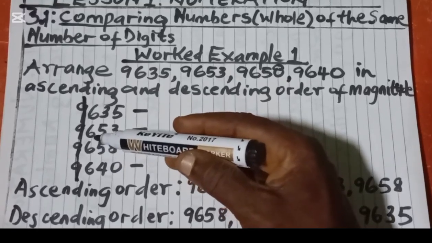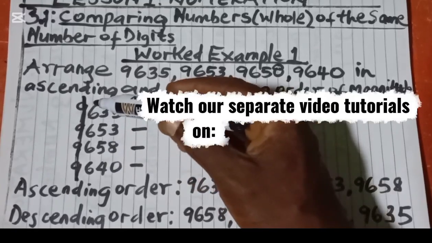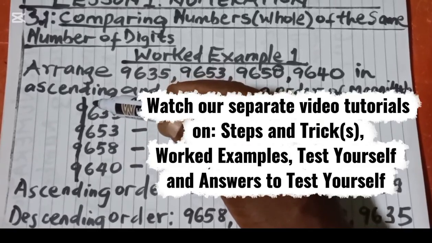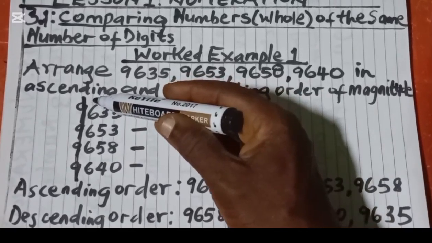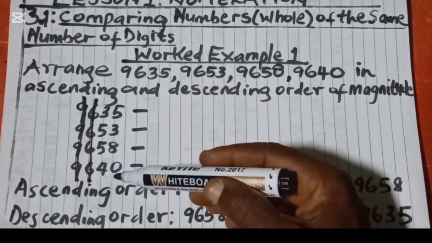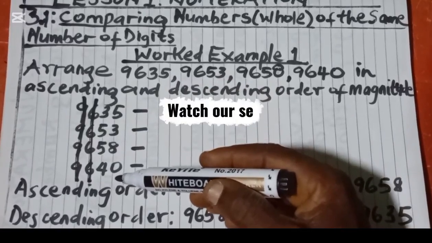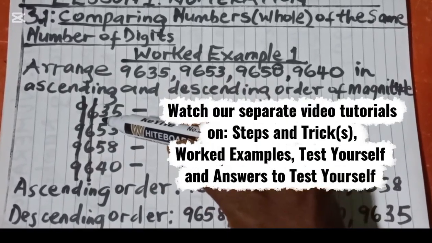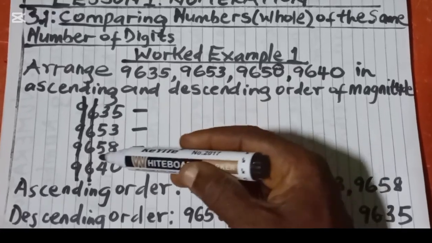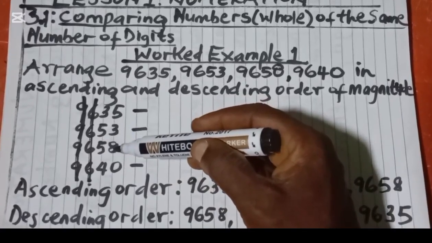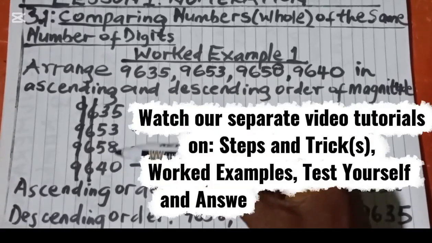Moving to the second digit, we have 6. And they all have 6 as the second digit. So we eliminate 6 because we can't use it to ascertain. Here comes the trick. The trick now requires that we read the remaining digits of the numbers and then assign positions: 35, 53, 58, and 40.